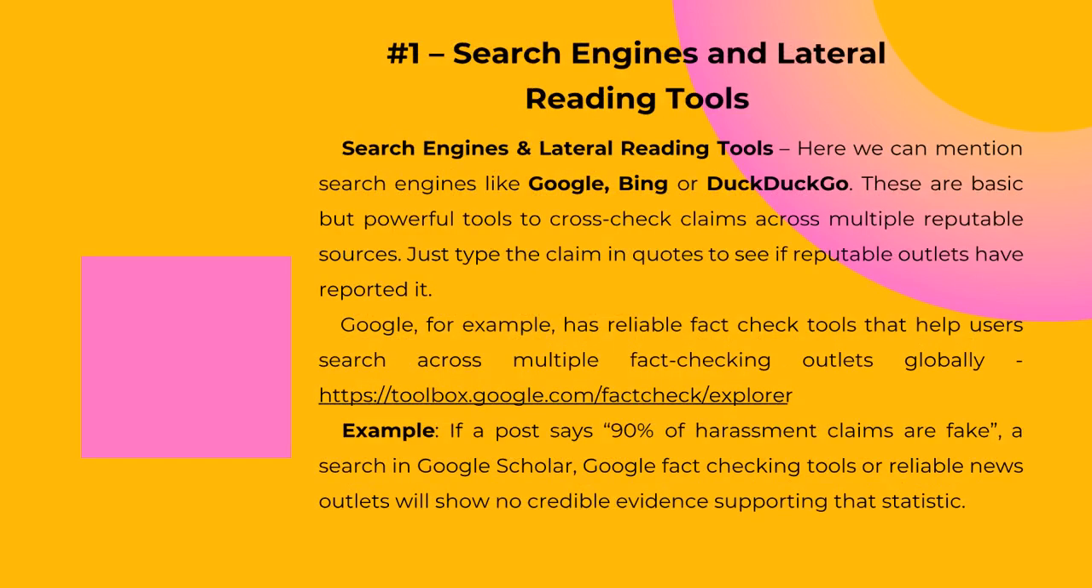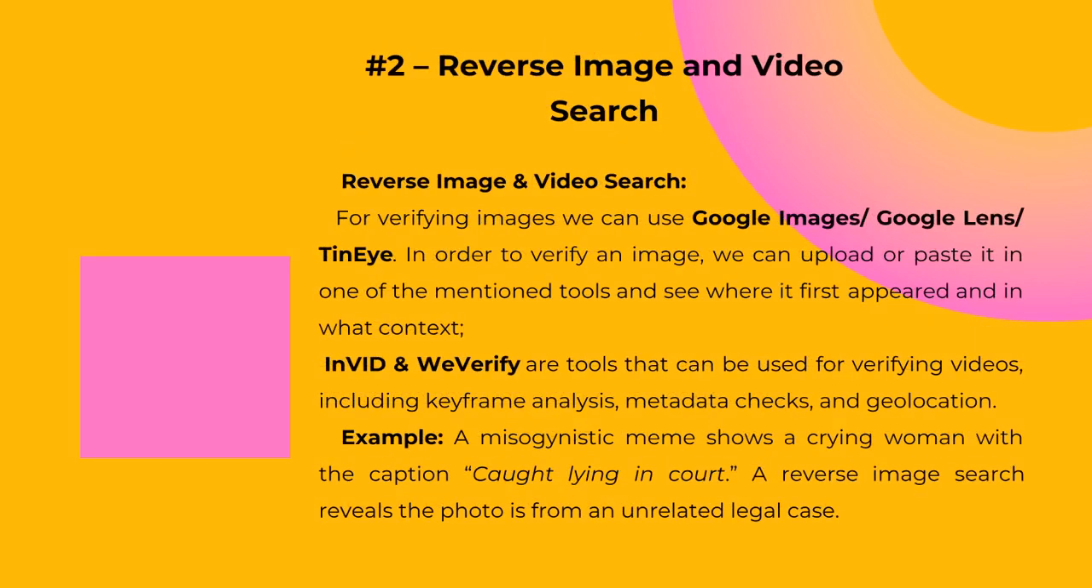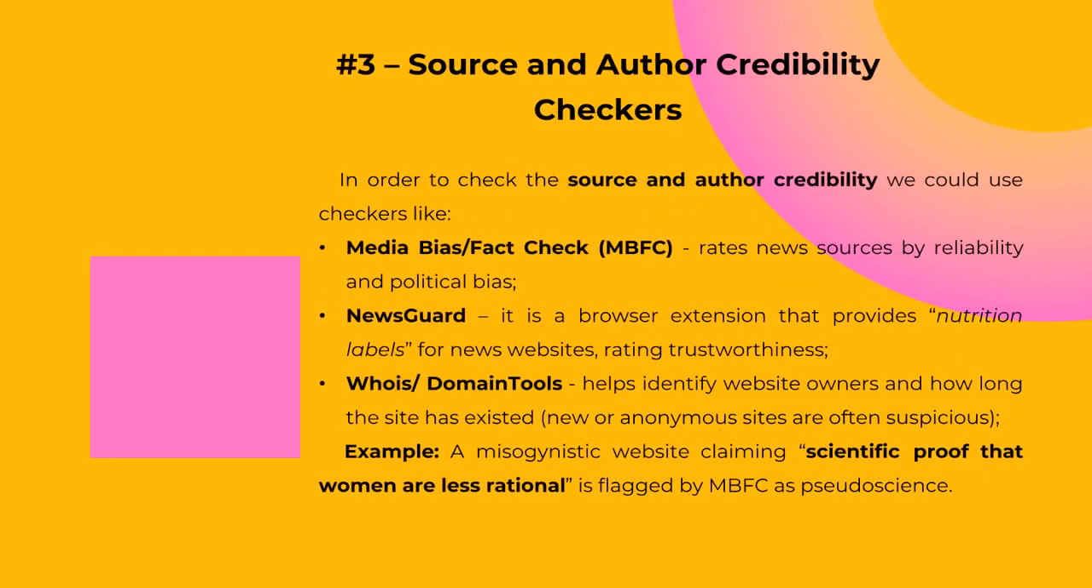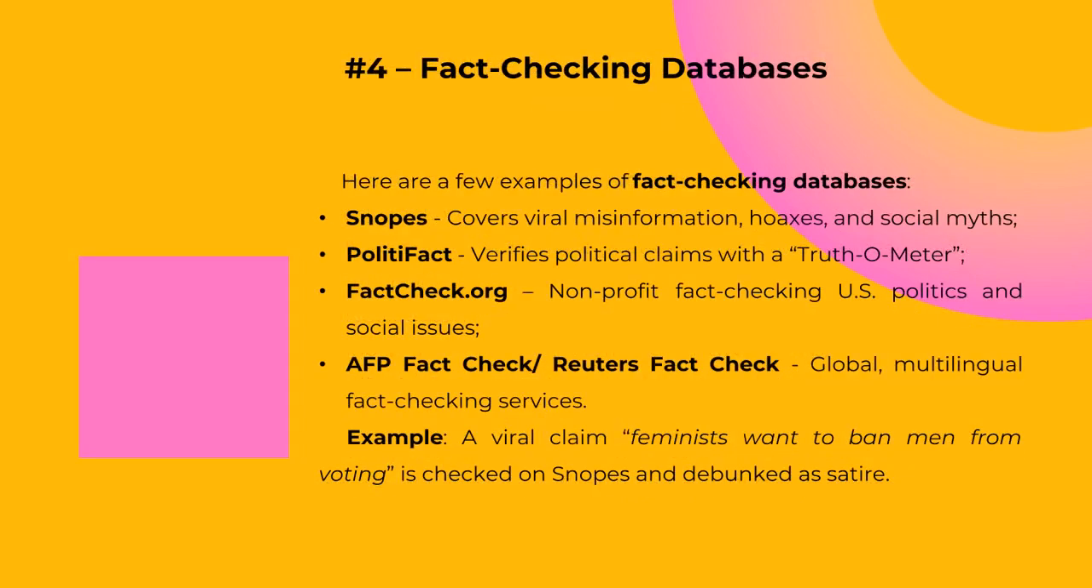Search engines are basic but powerful tools to cross-check claims across multiple reputable sources. Google, for example, has reliable fact-check tools that help users search across multiple fact-checking outlets globally. For verifying images, we can use Google Images, Google Lens, or TinEye. InVID and WeVerify are tools that can be used for verifying videos. In order to check the source and author credibility, we could use checkers like Media Bias Fact Check, NewsGuard, or Whois Domain Tools.